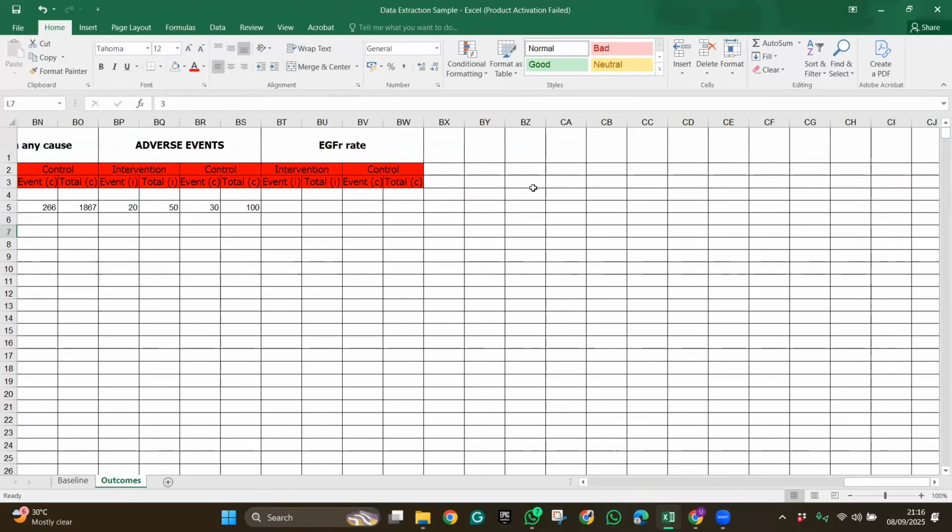But what decides whether the outcomes that you have added into your extraction sheet should be analyzed, or reported in your actual meta-analysis, is the job of the person who is doing the analysis. He has to see whether, let's say this outcome, EGFR rate, is reported in 3 or more than 3 studies. Then you will include this outcome in your meta-analysis, right?